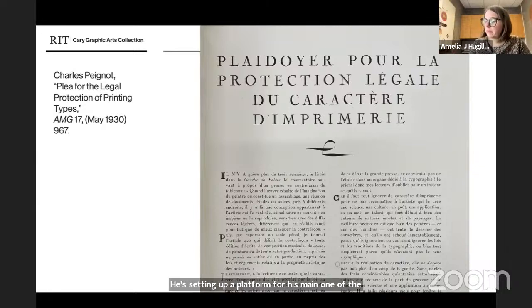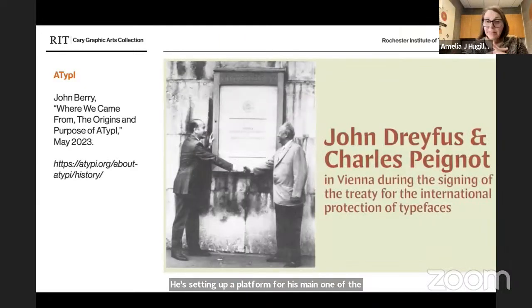And this is where some of you may have your memory jogged by the name of Charles Peignot, because later in 1957, he led an international team of type designers to found ATypI, or Association Typographique Internationale. Their platforms were changing technology and education in what would become ATypI's agenda. But ATypI also championed legal pathways to Peignot's platform of typeface copyright protection.